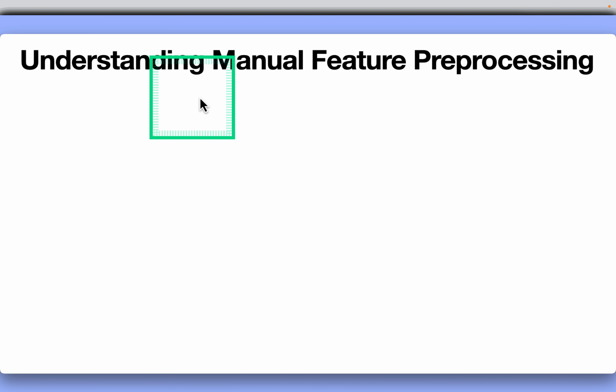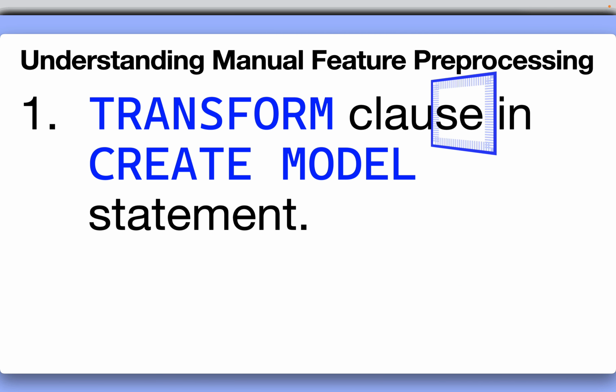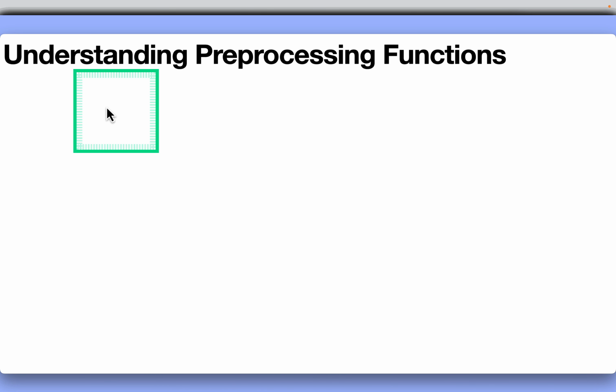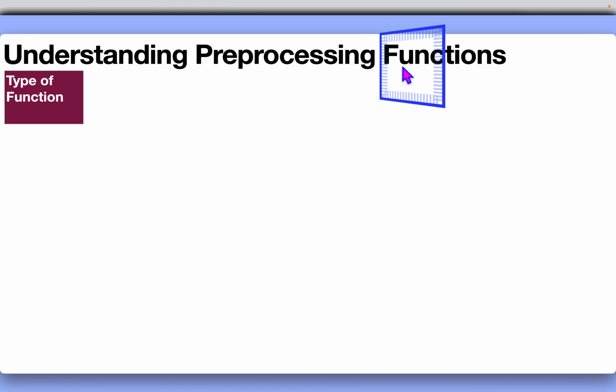Understanding manual feature pre-processing. The transform clause of the create model statement allows custom data pre-processing, enhancing flexibility and control over the modeling process. Manual pre-processing functions are utilities that can be utilized independently or in combination with the transform clause to define tailored data pre-processing. Understanding pre-processing functions.